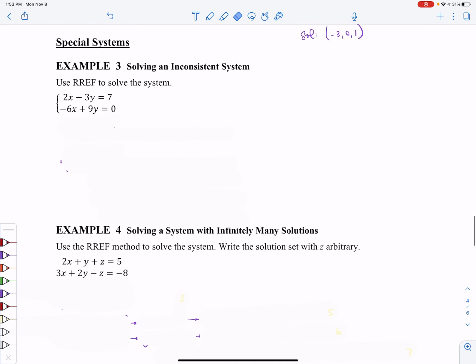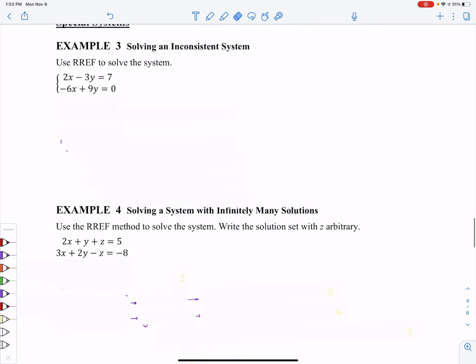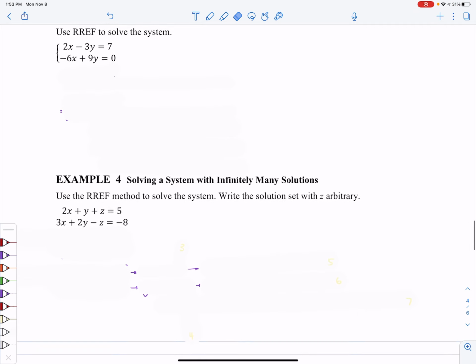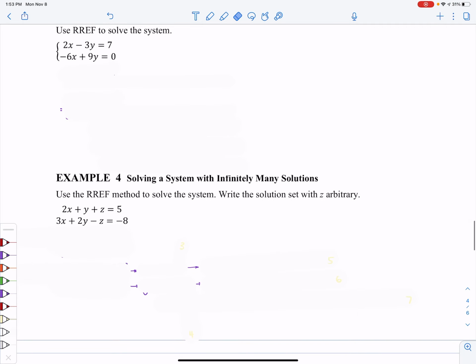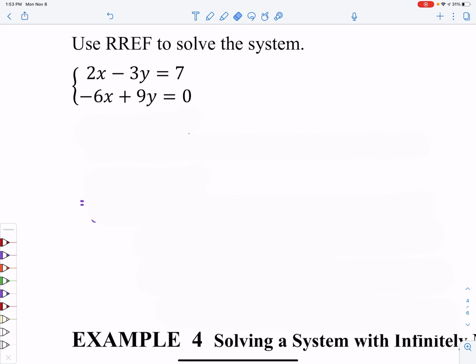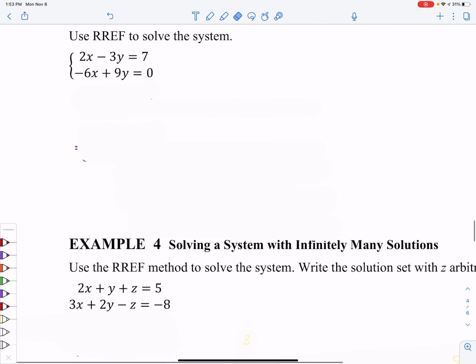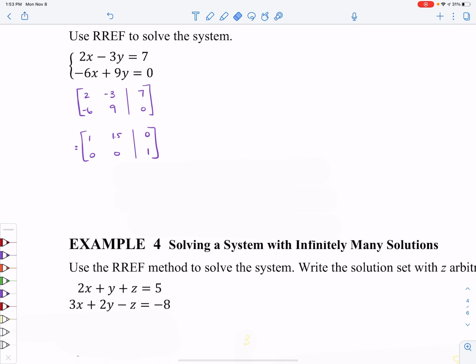All right, so then what does it look like if I have an inconsistent system or a system that has infinitely many solutions and I'm trying to use RREF? So what does this look like? So usually your directions will just simply say use RREF to solve. So what we're going to do here is go the same route that we have been going. So we'll get ourselves an augmented matrix. We'll put it into the calculator to get the RREF.